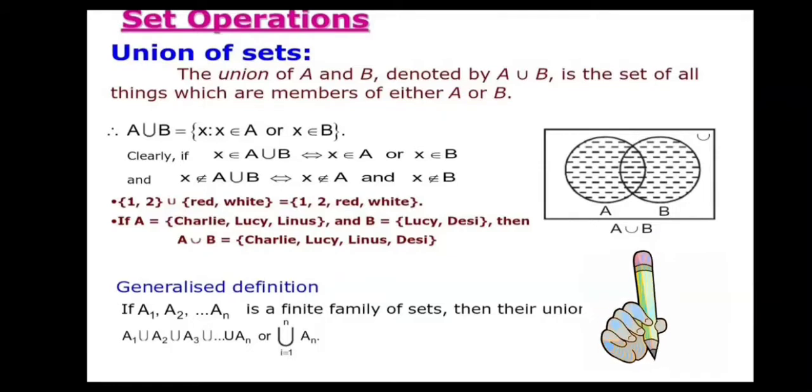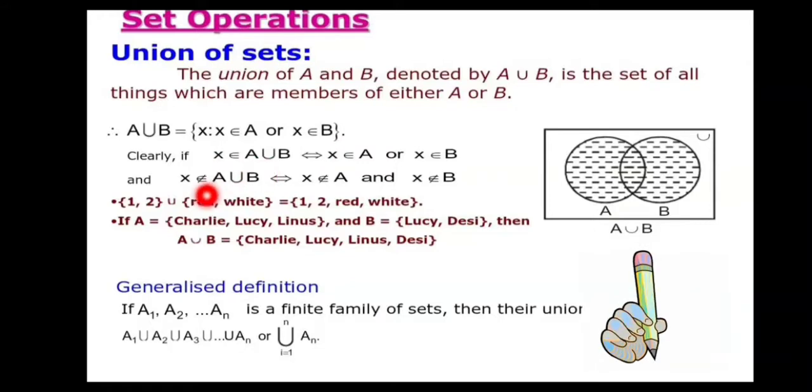Here, union of sets A and B denoted by A union B is a set of all things which are members of either A or B, which means the set A and the set B, all the elements together if we write, then it is called A union B. Here the roster form is X such that X belongs to A or X belongs to B, which means the element X must be included with A or included with B.